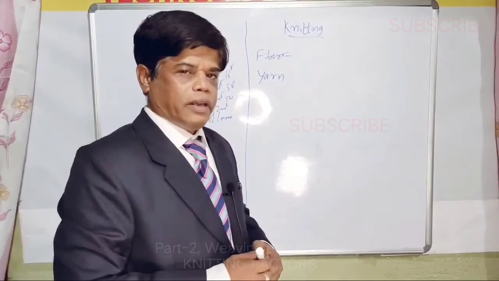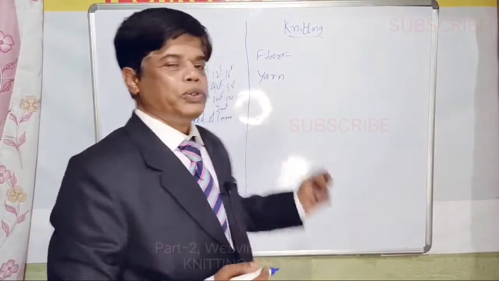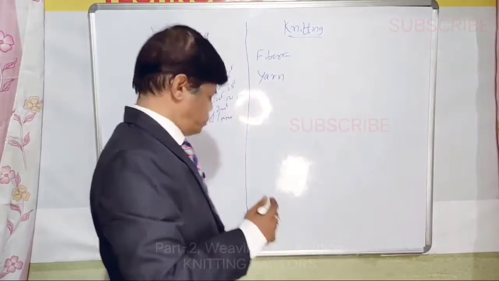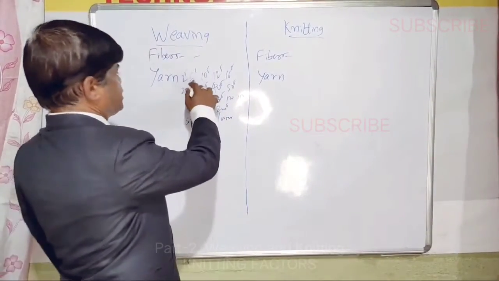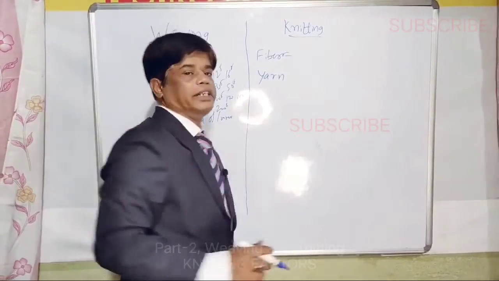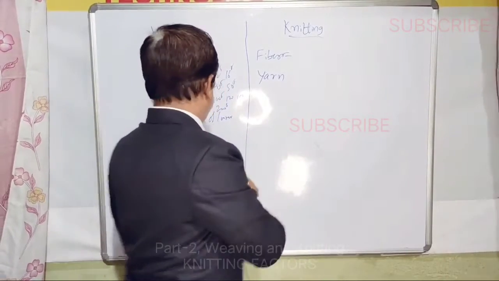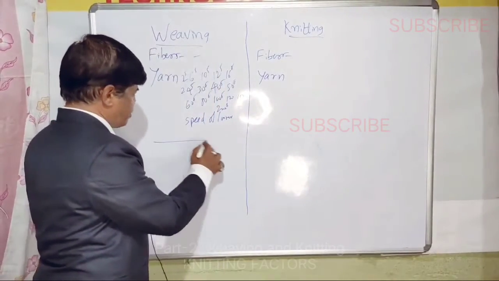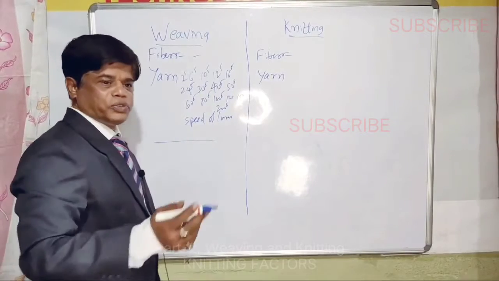Say, can we use twos count? Can we use twos count, sixes count, tens count in knitting? Is it possible? What is knitting? Here, interlacement of warp. Here, the fabric you saw here.